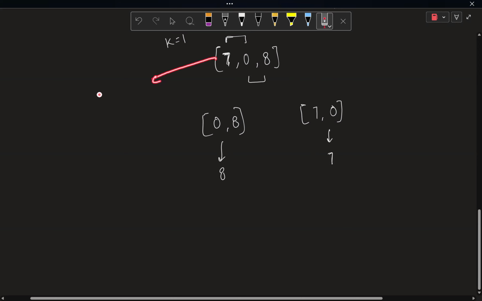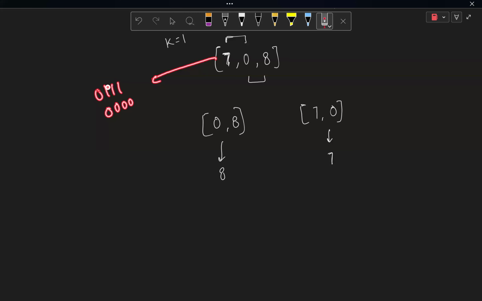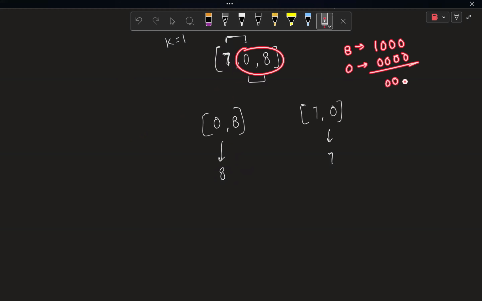When I chose the 7 and 0, the two numbers were 0111 and 0000, so the bitwise AND turns out to be 0000. I got rid of 3 of the bits from this number, but still the bitwise OR at the end is coming out to be larger. Whereas in this case, I only got rid of 1 bit. 8 is nothing but 1000, and 0 is nothing but 0000. The AND turns out to be 0. I got rid of only 1 bit, but that 1 bit had more value than all the other bits.